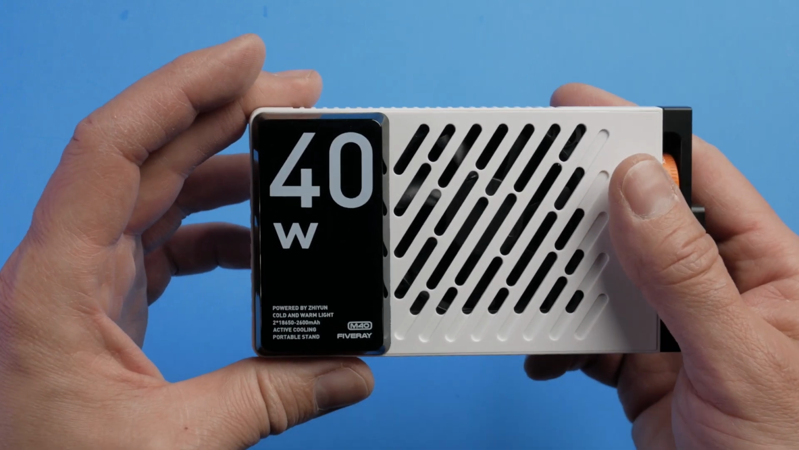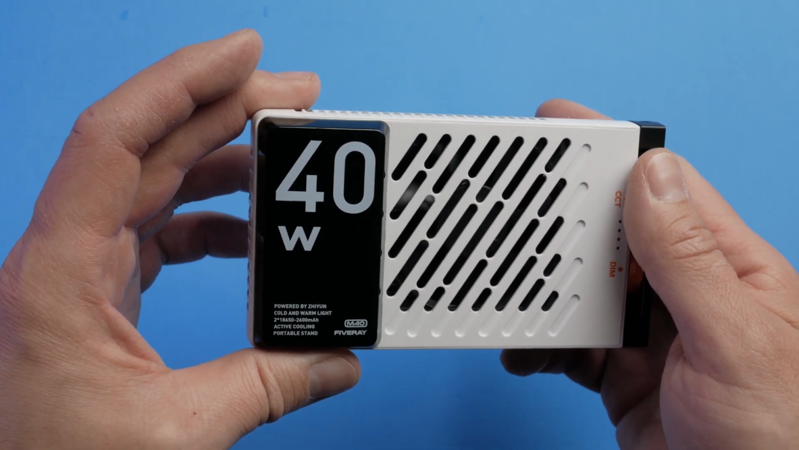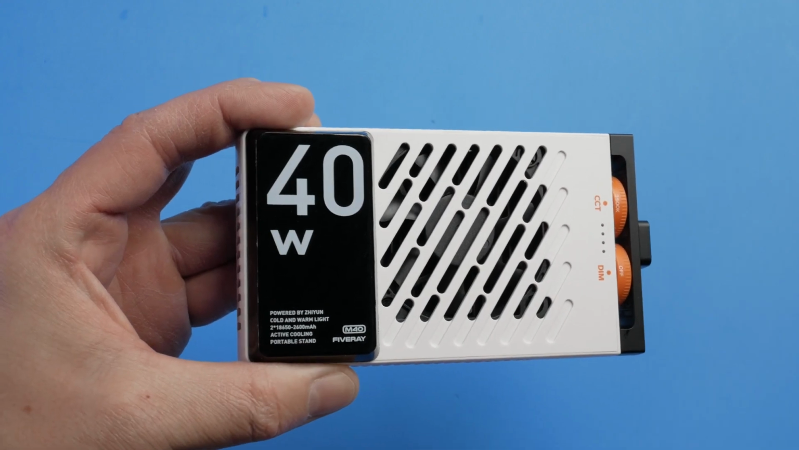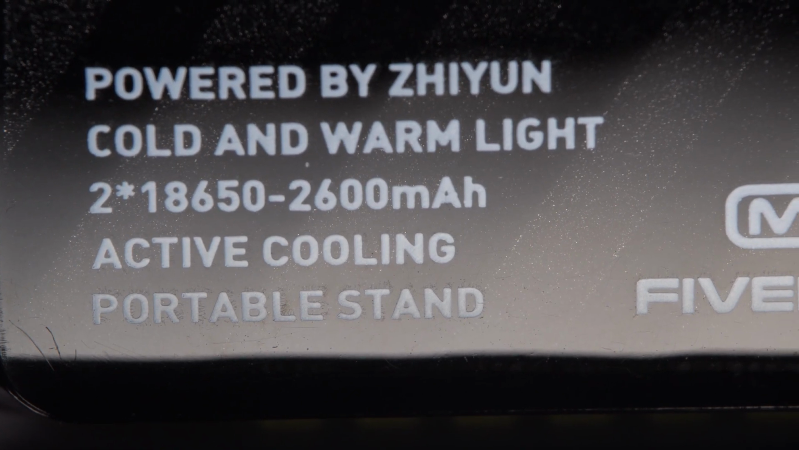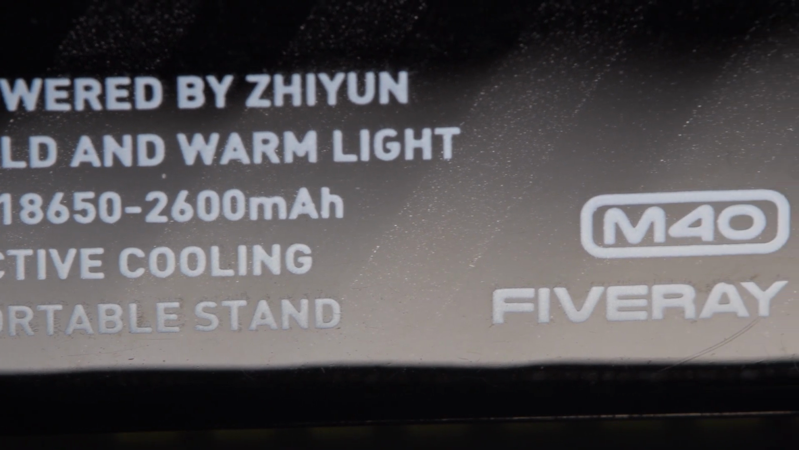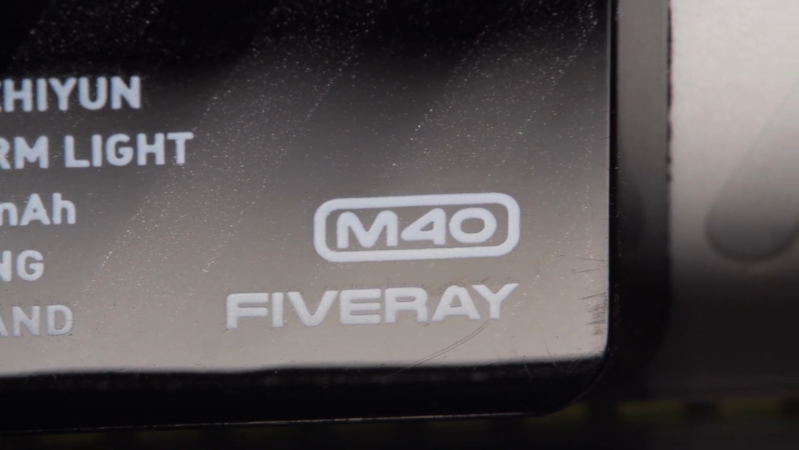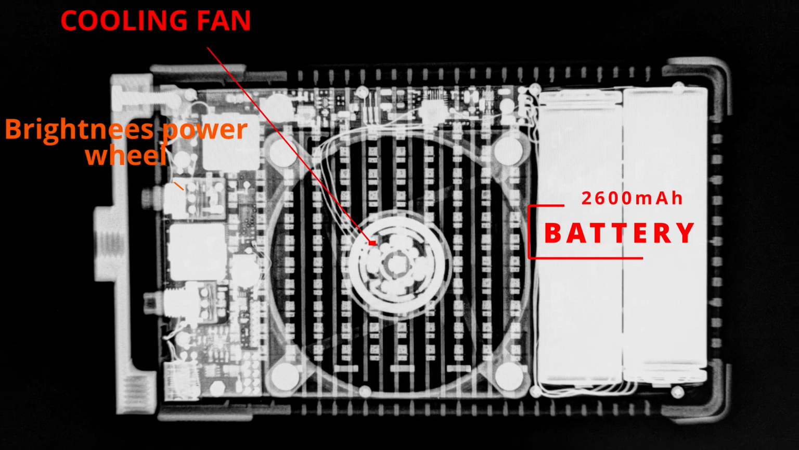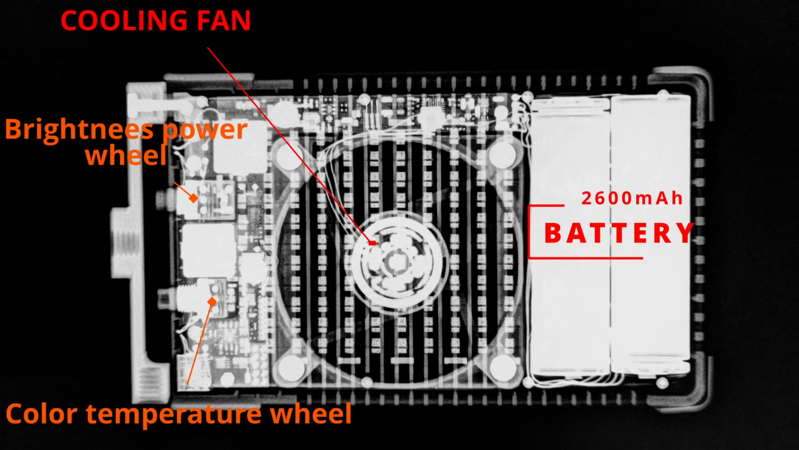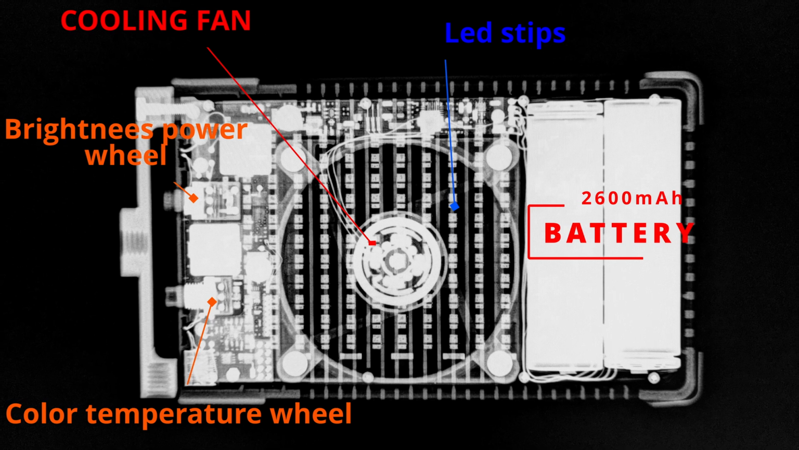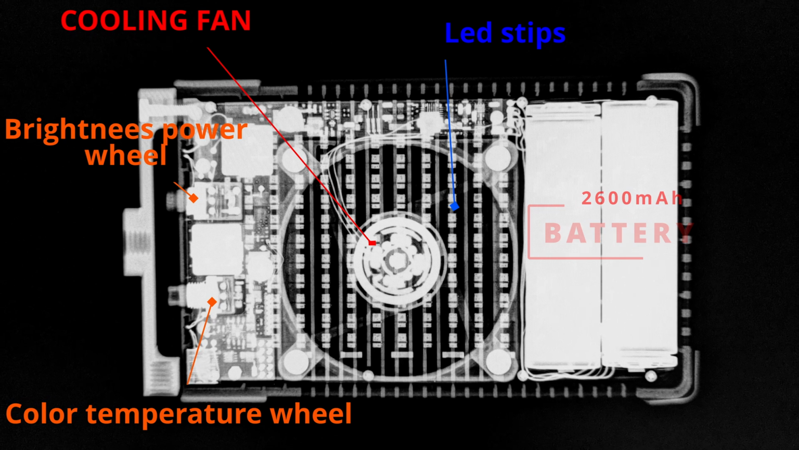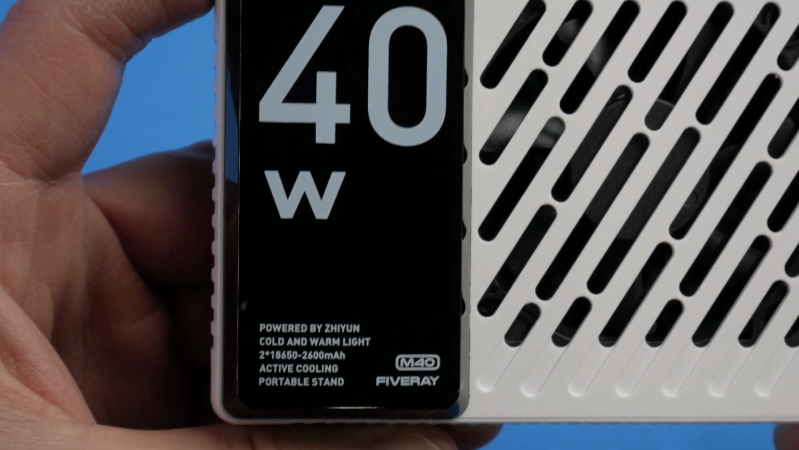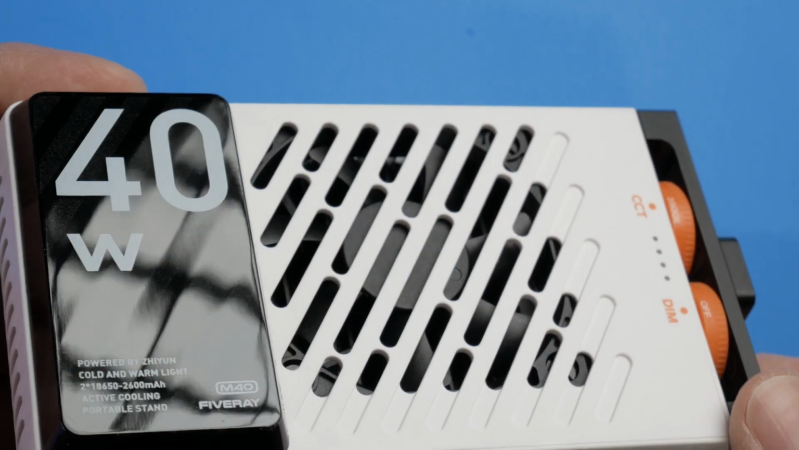So this light, the M40, is built by Zhiyun. It's called the Fiveray M40. It's 40 watts, comes with a 26 milliamp hour battery, and it can last up to 29 minutes at full charge. The way it looks inside is interesting. You can see the battery on the right and the huge fan that takes a lot of space, as well as some interior components and the LED strips. There are, I believe, 176 LEDs, and the build quality, I'm coming back to that, is really good.